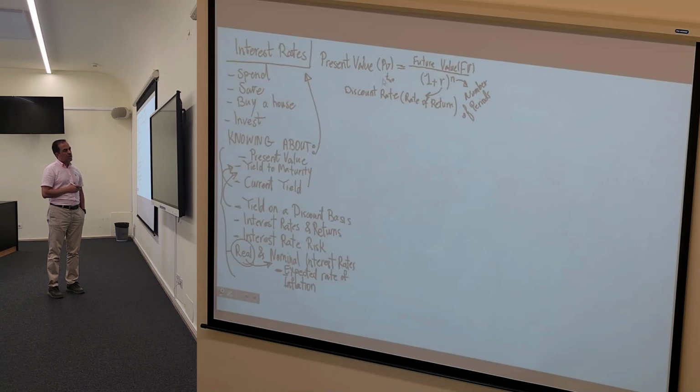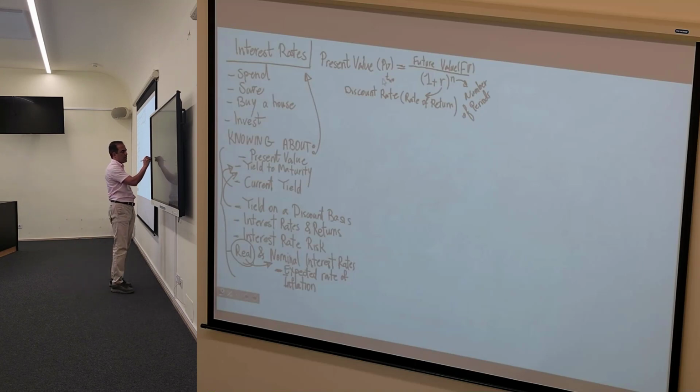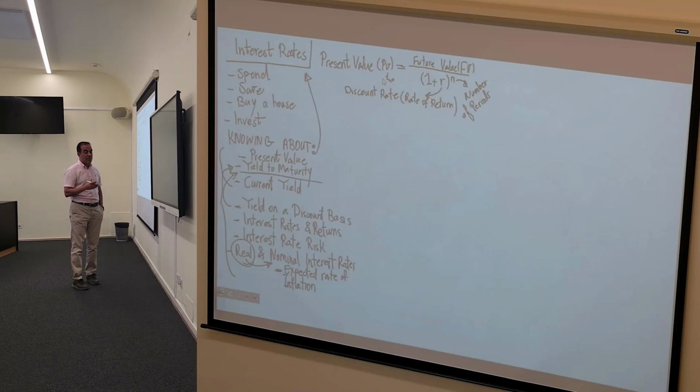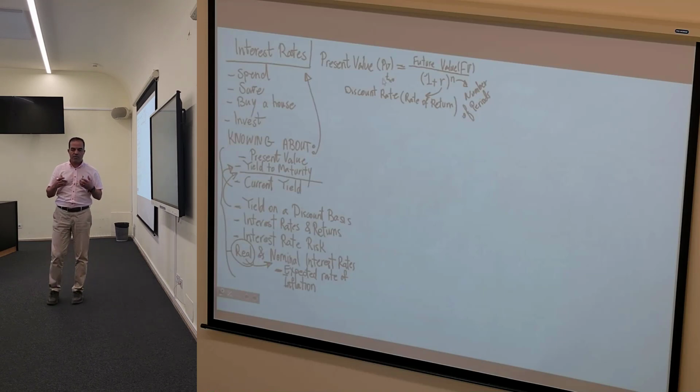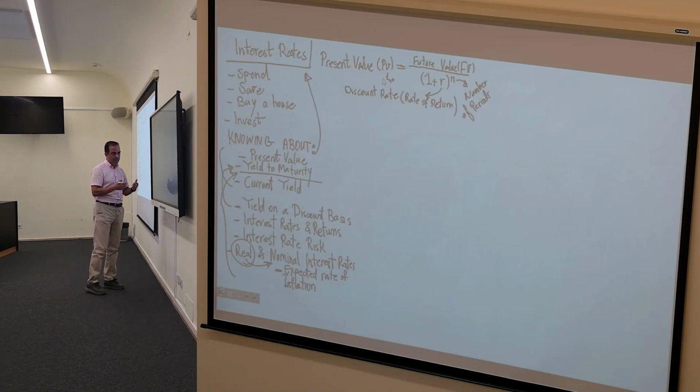And we also have the yield to maturity. That is very important. The main concept is the yield to maturity, and we have some simple ways to calculate it, such as the current yield and yield on a discount basis. They are not very accurate, but they are very simple to calculate.